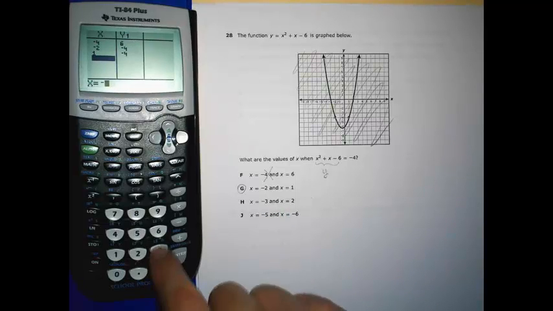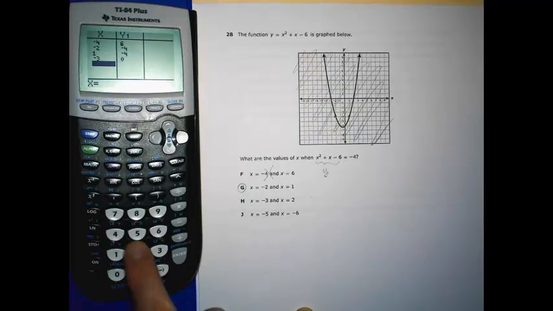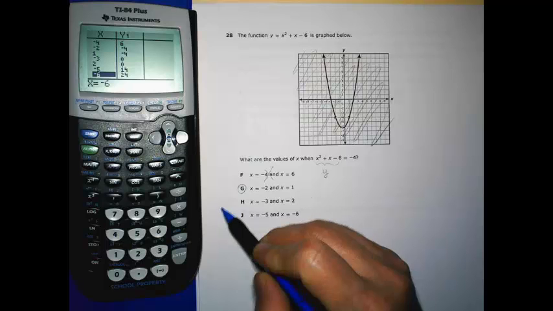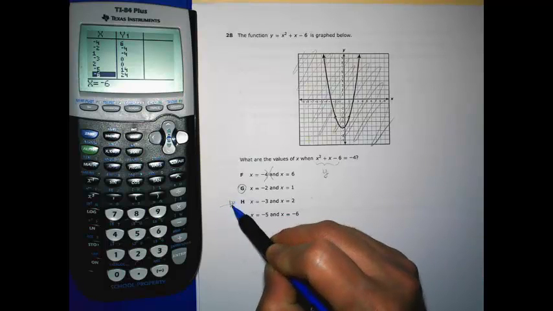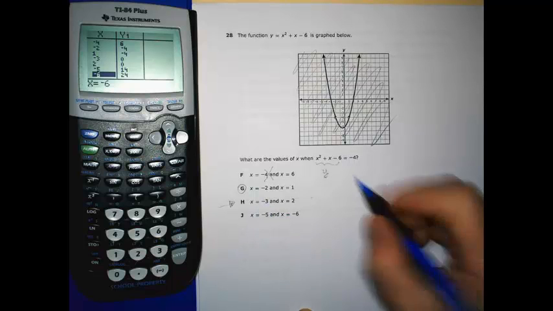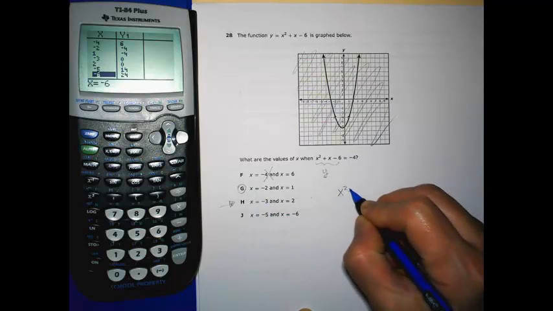Just for the sake of checking, let's go ahead and do negative 3, and 2, and negative 5, and negative 6. Okay? A lot of students sometimes will pick this one, because most of the time the problems give you this.